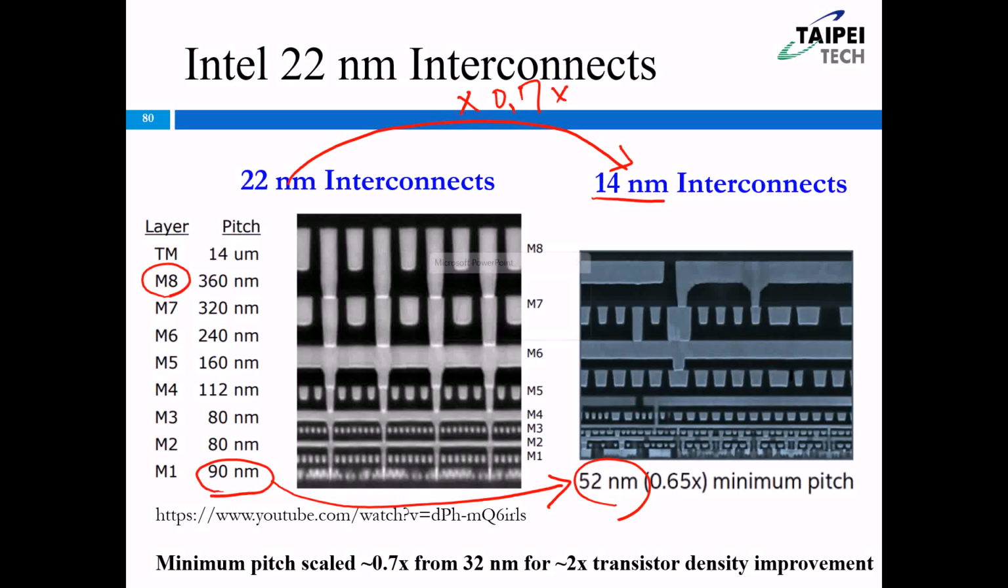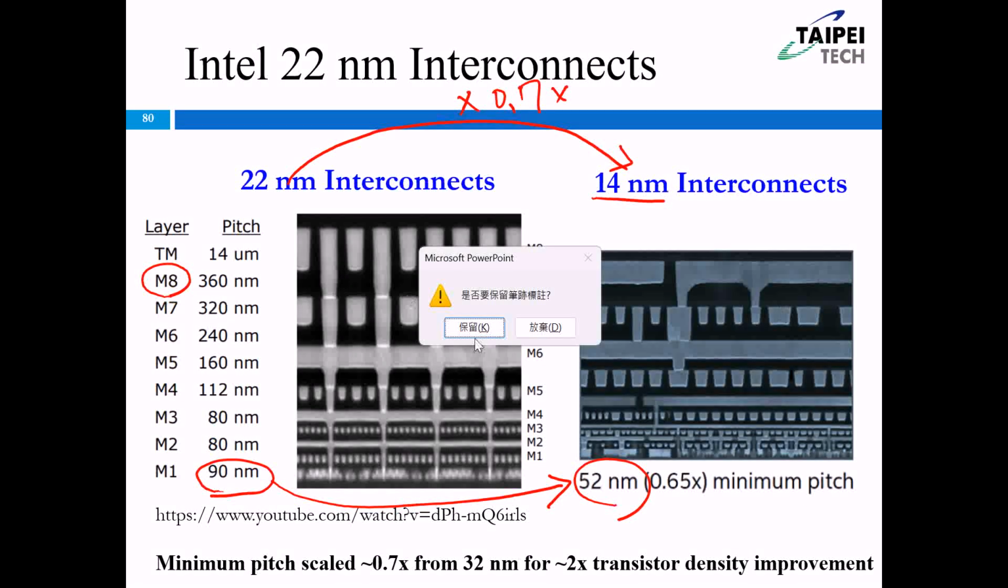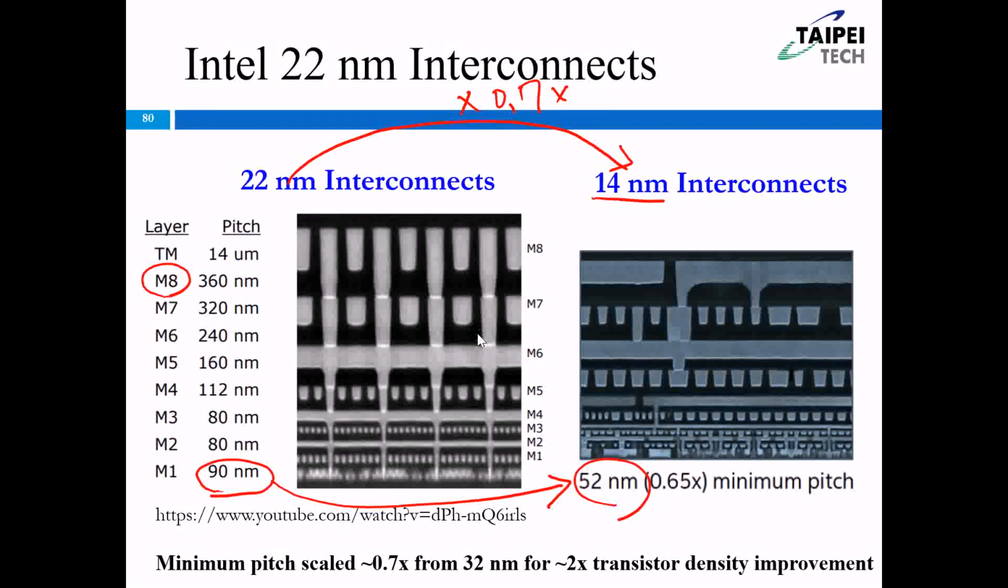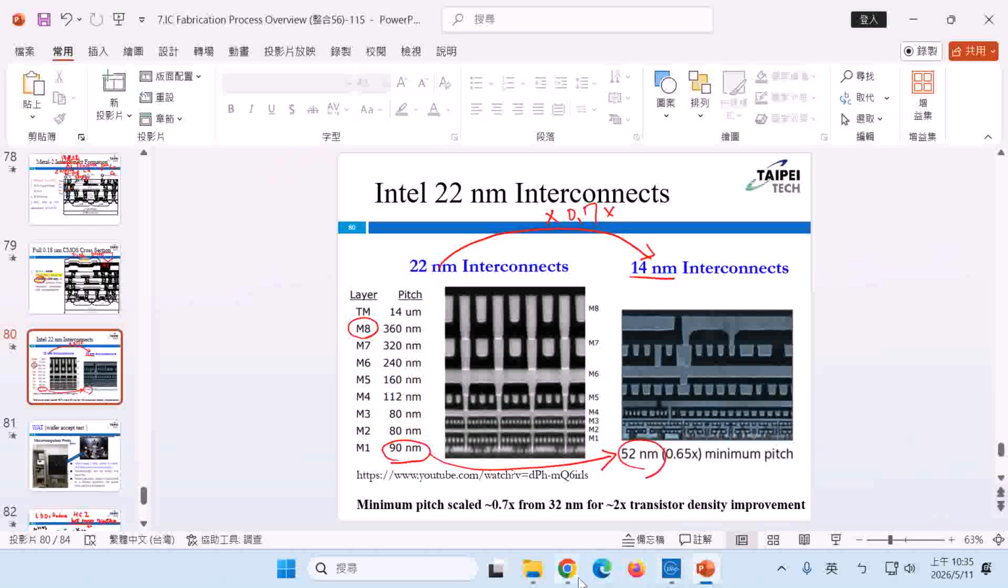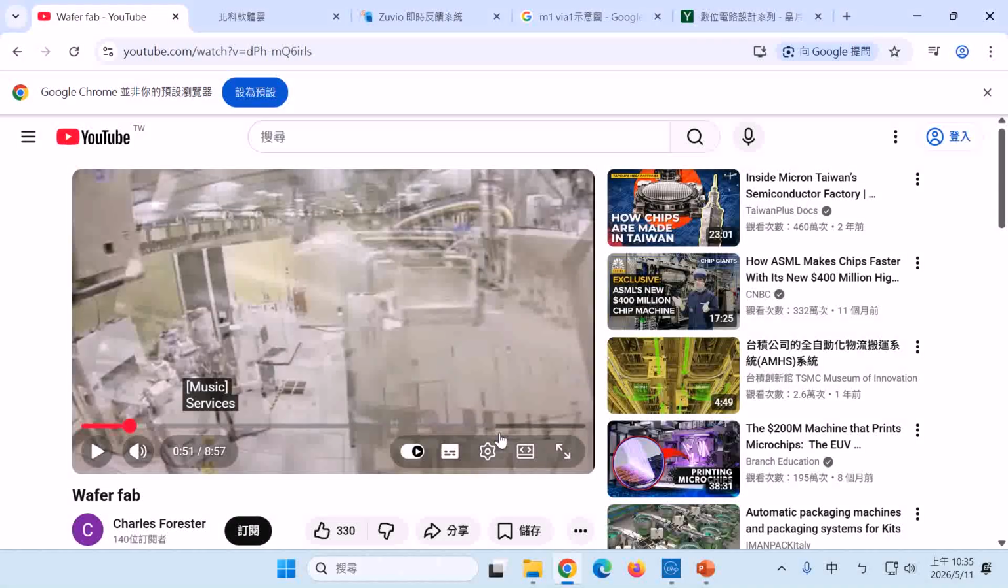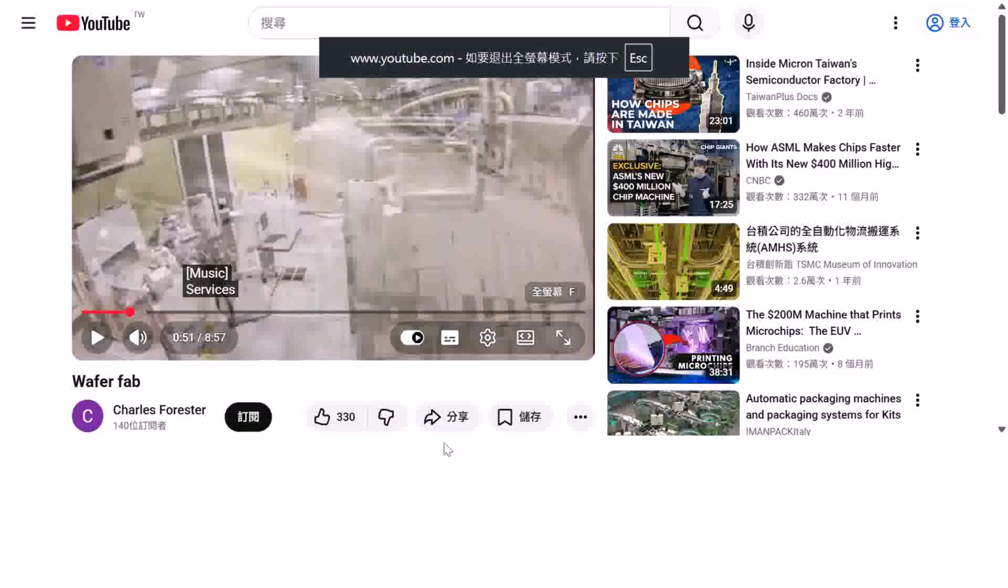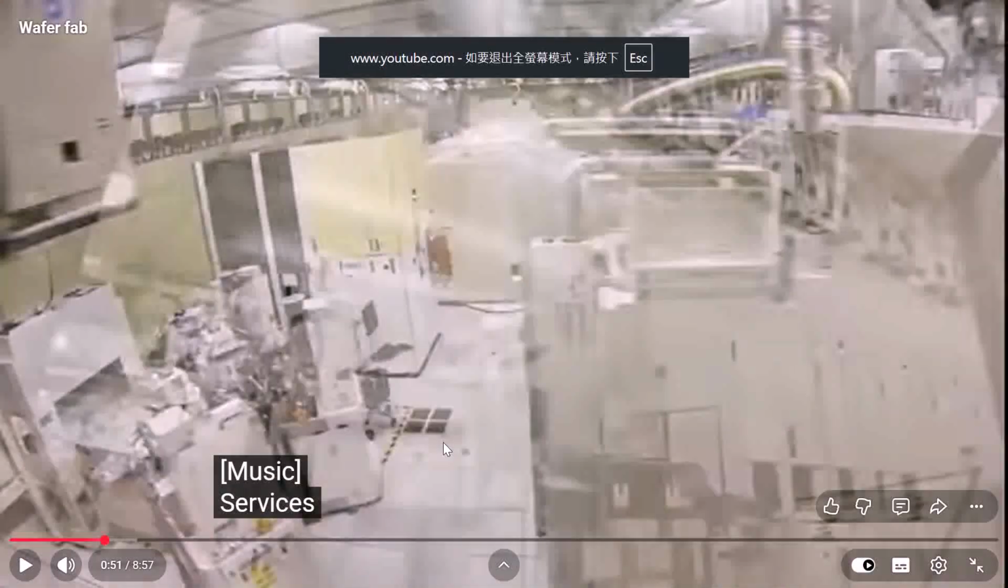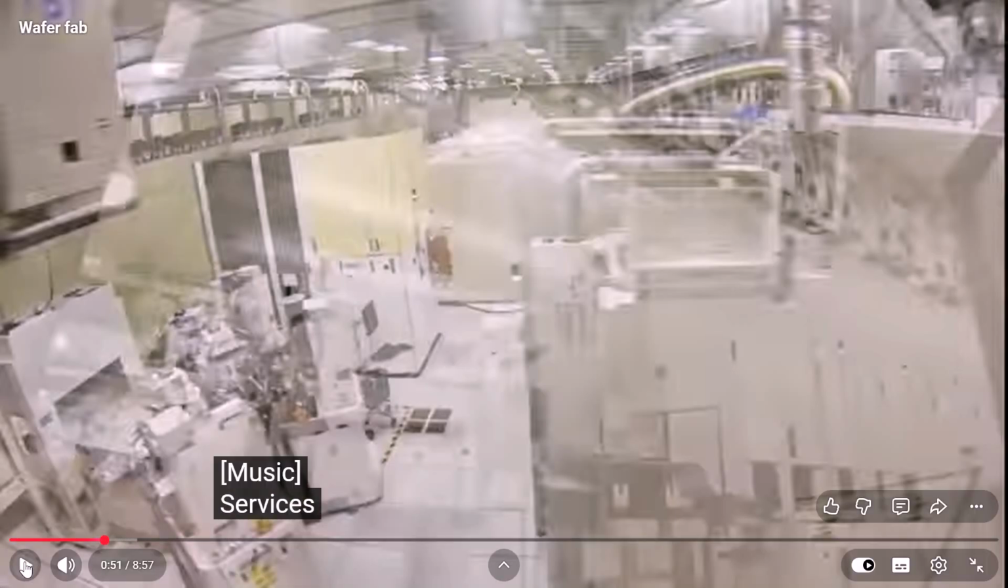Okay. Let's watch the video, and you can review all of the process flow again, simply. It's only 2 minutes, and we will show you the process flow again.